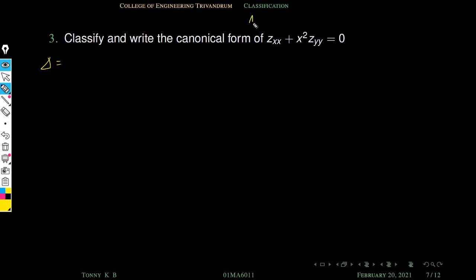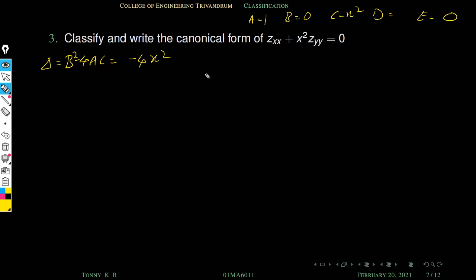Here, what are your a, b, c, d, e? a is 1, b is 0, c is x square. All other terms, d, e, f, everything are 0. So what is our delta? Delta is b square minus 4ac, so that becomes minus 4 times x square.